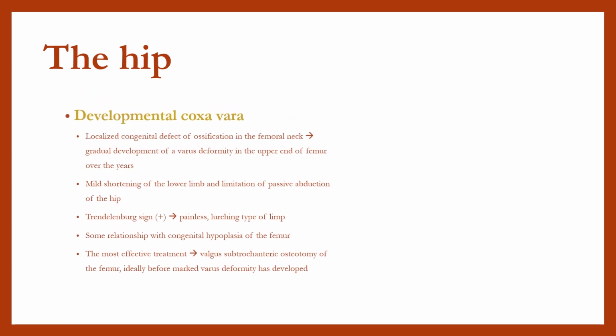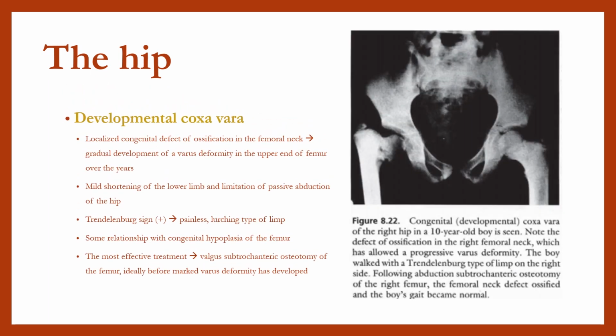The hip. Developmental coxa vara. It is a localized congenital defect of ossification in the femoral neck, with mild shortening of the lower limb and limitation of passive abduction of the hip. There is a positive Trendelenburg sign, with some relationship with congenital hypoplasia of the femur. The most effective treatment is valgus subtrochanteric osteotomy of the femur, ideally before marked varus deformity has developed.